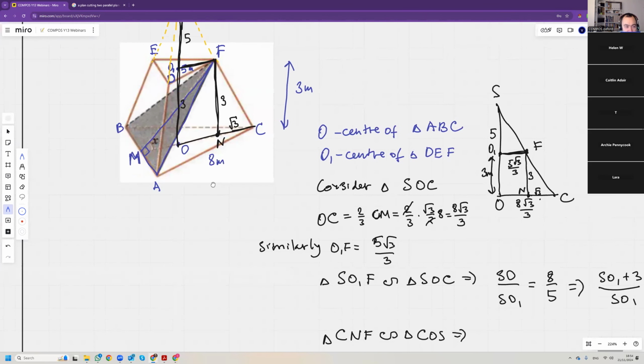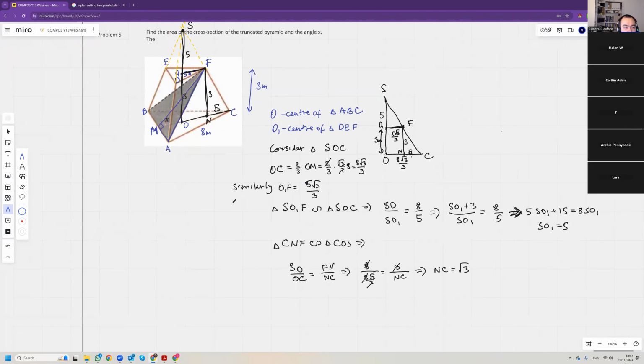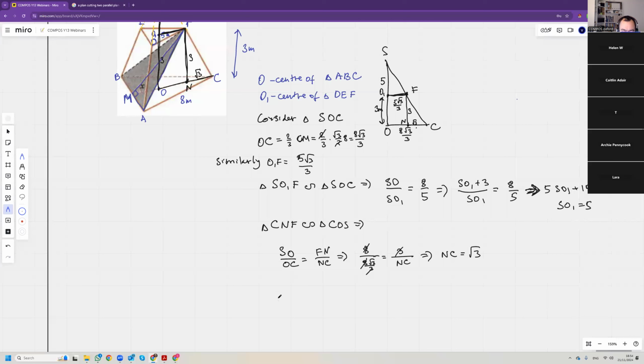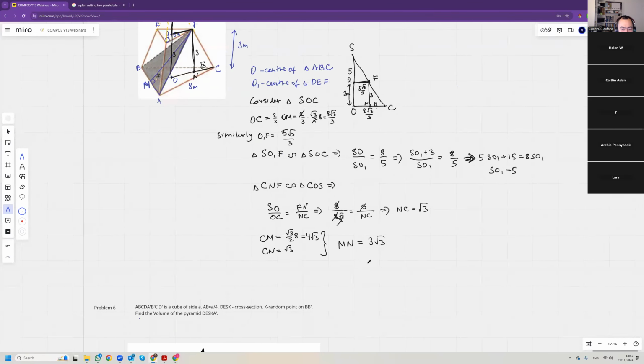And if this is root 3, and we know that CM is root 3 over 2 times 8, and CN is root 3, so that's 4 root 3. That tells us that MN has to be equal to 3 root 3. Aha! So finally, we got somewhere.